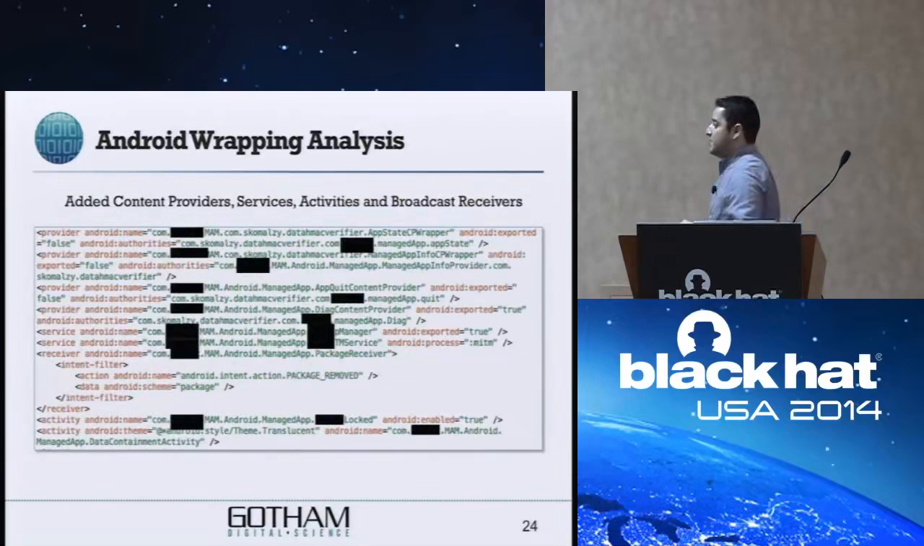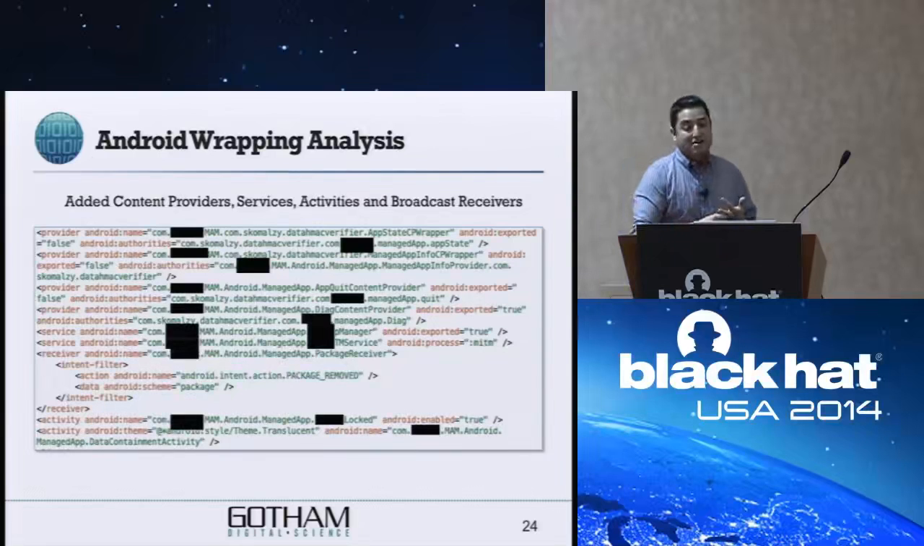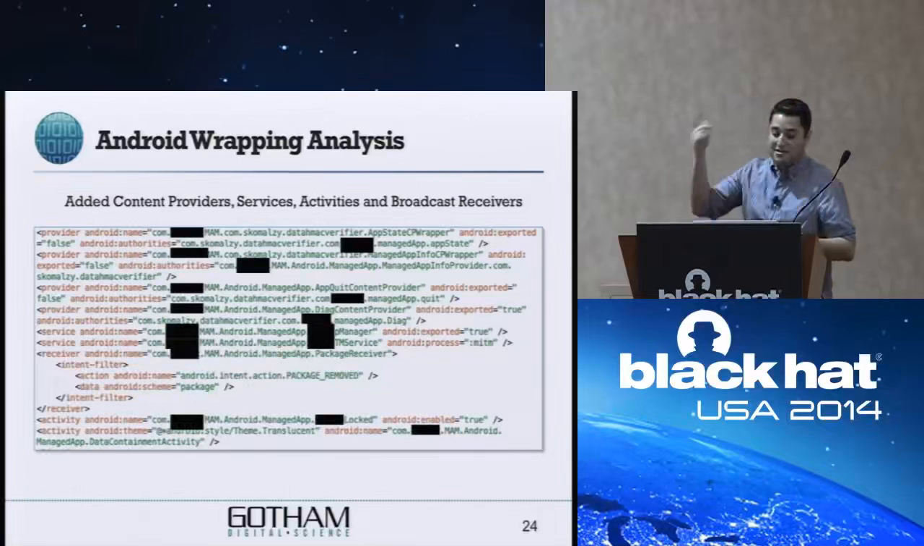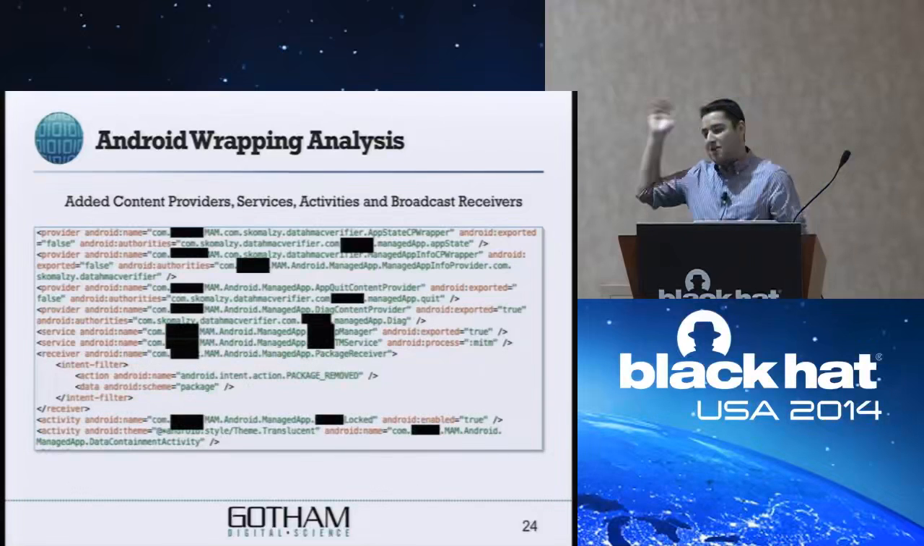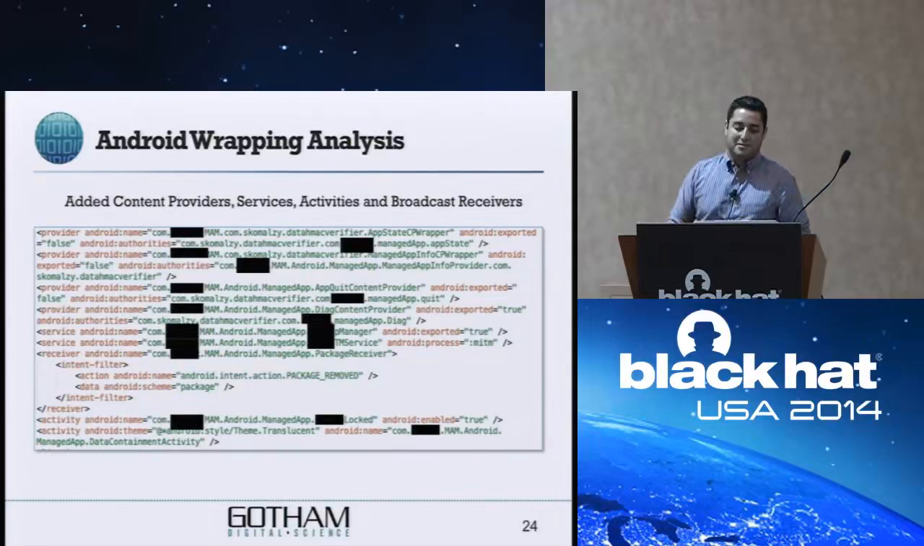So how about entry points? You open up the manifest file, and there's a large amount of additions for entry points, especially in Android, since there are so many ways to do IPC. There are content providers, activities, services, broadcast receivers, and they pretty much added a little bit of everything in there.